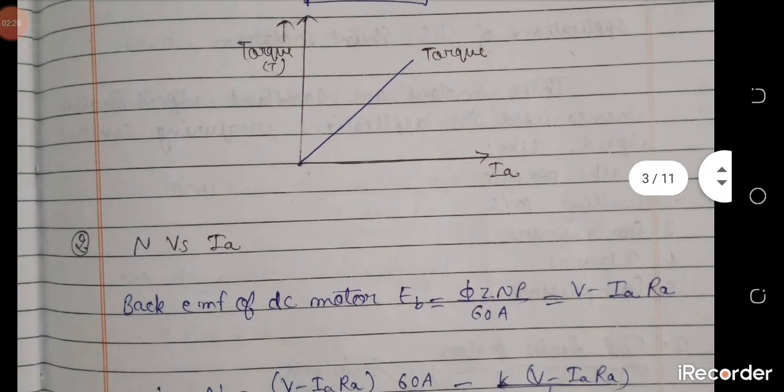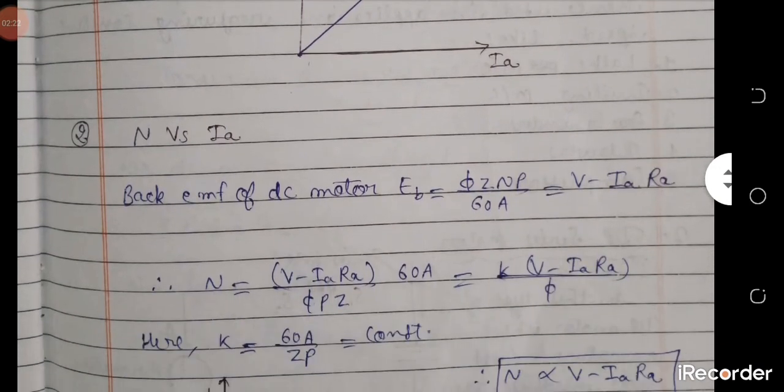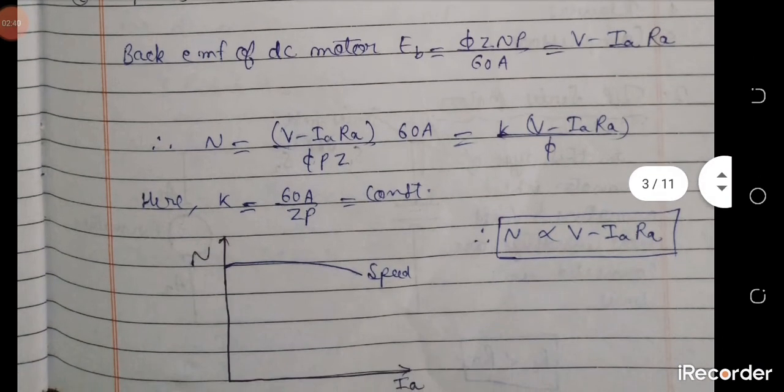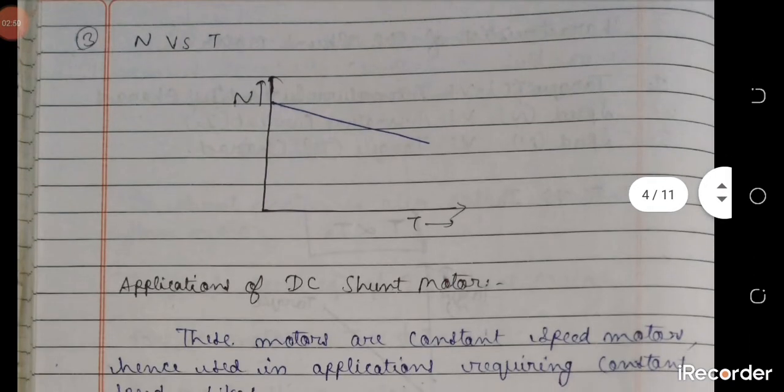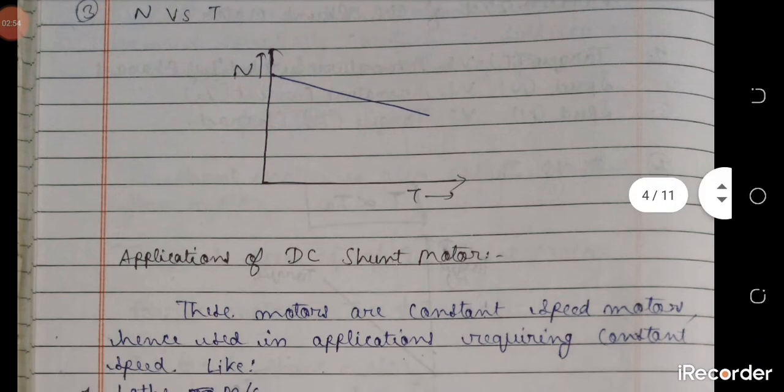Now second is N versus Ia. Back EMF of DC motor Eb equals phi Z Np upon 60A equals V minus IaRa. So N equals V minus IaRa upon phi PZ, multiplied by 60A. This is equal to K multiplied by V minus IaRa upon phi. Here K equals 60A upon ZP, which is constant. So N is proportional to V minus IaRa. This is the diagram of N versus Ia characteristics. Now third is N versus T characteristics. This is the diagram of these characteristics.